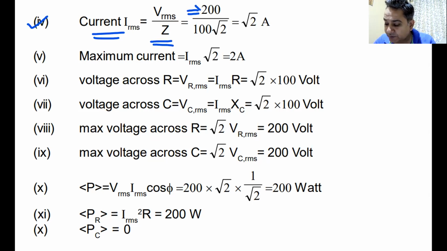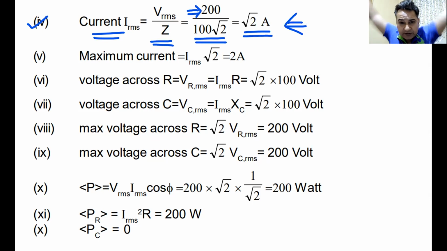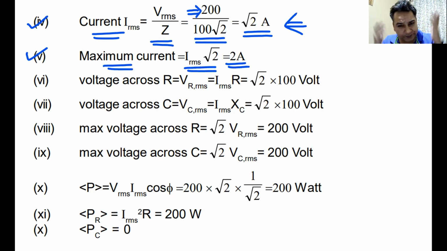VRMS is 200. Z is 100 root 2. Answer is root 2 ampere. That is step number 4. Maximum current I naught is root 2 multiplied by IRMS. So root 2 multiplied by root 2. It is 2. As simple as that.